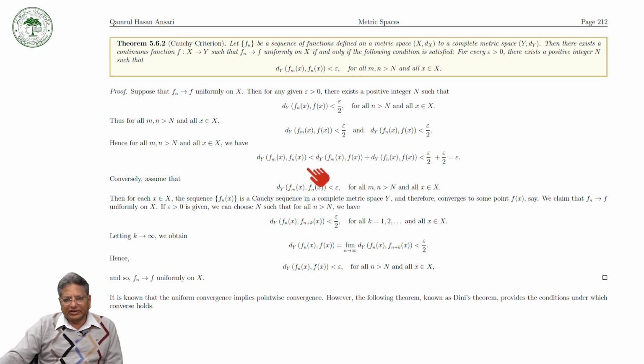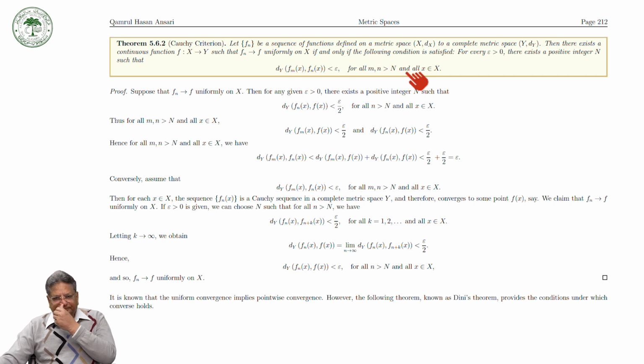So this should be less than or equal to this one plus this one, but this is less than epsilon by 2, this is less than epsilon by 2, the whole thing is less than epsilon, and so this condition holds good. Now to prove the converse part, assume that this condition holds good for all m, n greater than capital N and x in X.